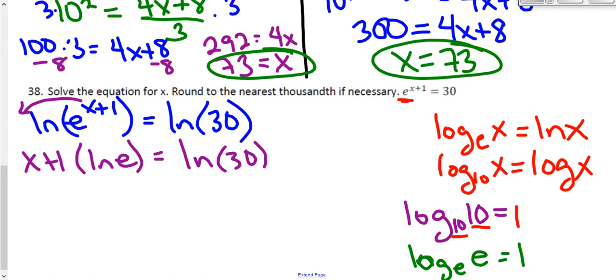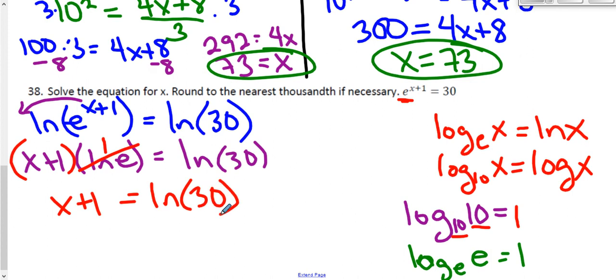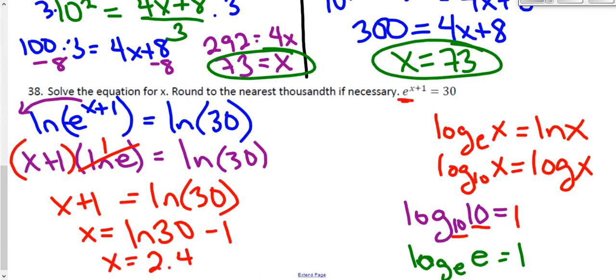So the ln of e equals the number 1, which is why we use the ln in this case. So the ln of e is 1, so this becomes just the number 1. So it's x plus 1 times 1. So x plus 1 is now just by itself, and it equals the ln of 30. All I have to do to get x alone is just subtract 1. So x equals the ln of 30 minus 1, which says to round to the nearest thousandth, so x is going to be 2.401, and that problem's finished.